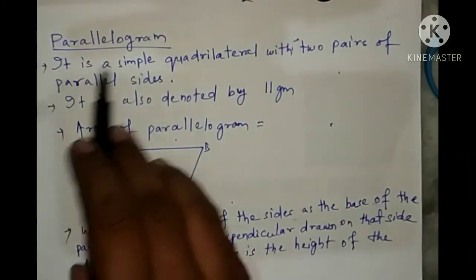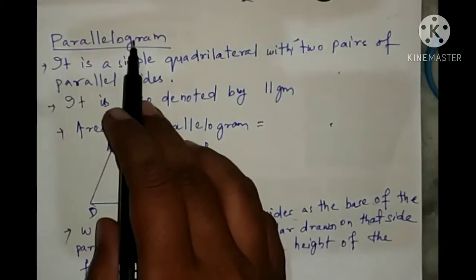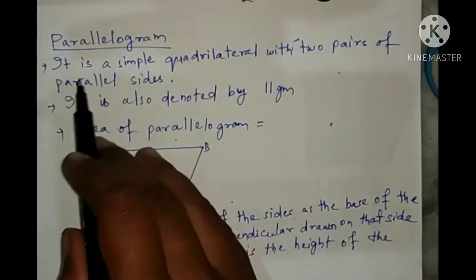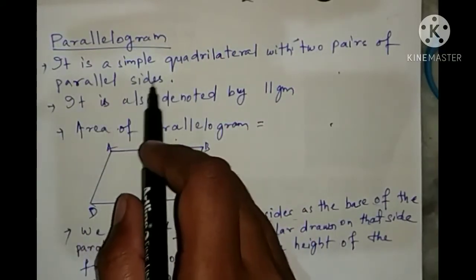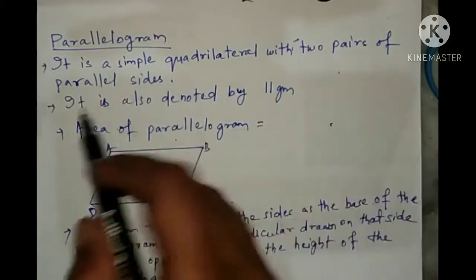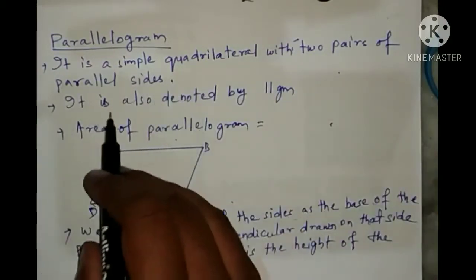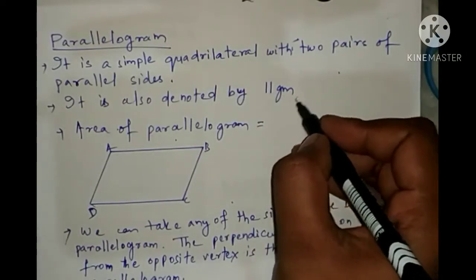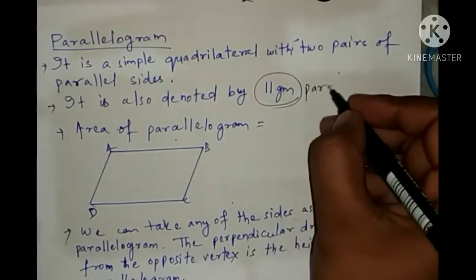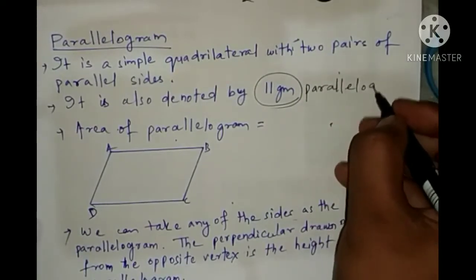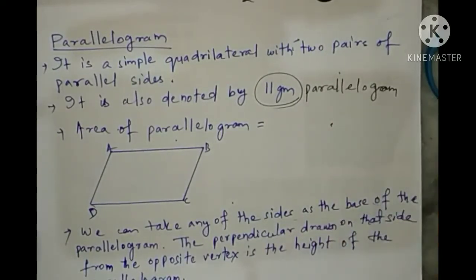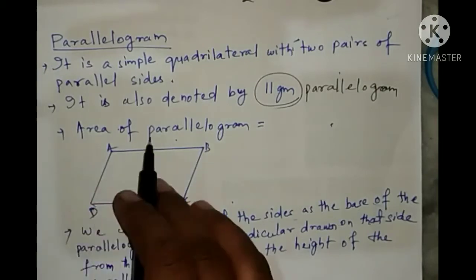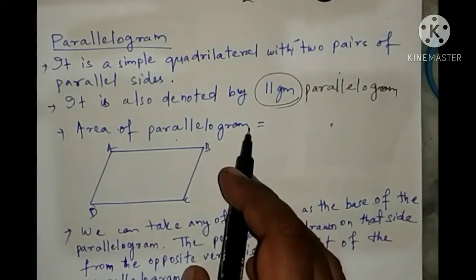Next, parallelogram. From parallel came parallelogram. Parallelogram is what? It is a simple quadrilateral with two pairs of parallel sides. It is also denoted by this parallel sign, and you should always write it like this. And remember the spelling of the term. Okay, so area of parallelogram, how will we find out the area?